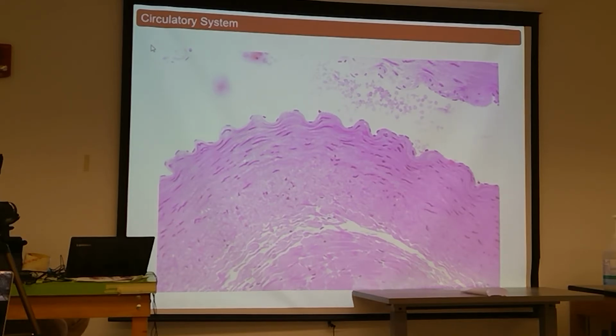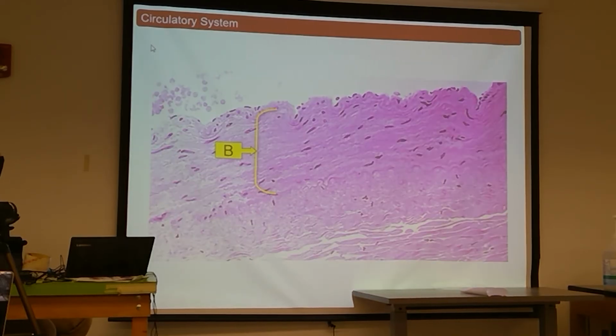So this tunica media that we talked about in this last slide, what is it controlled by? Say it again. Yeah, sympathetic. This is a good one. What layer creates these elastic fibers I was talking about? What layer? Does the smooth muscle make it?